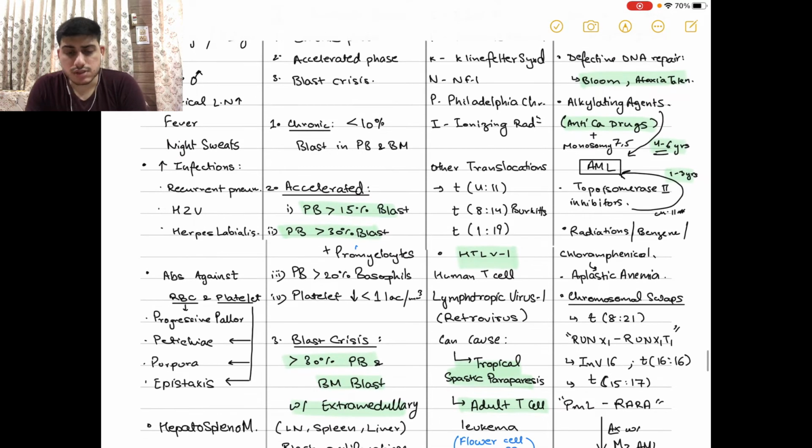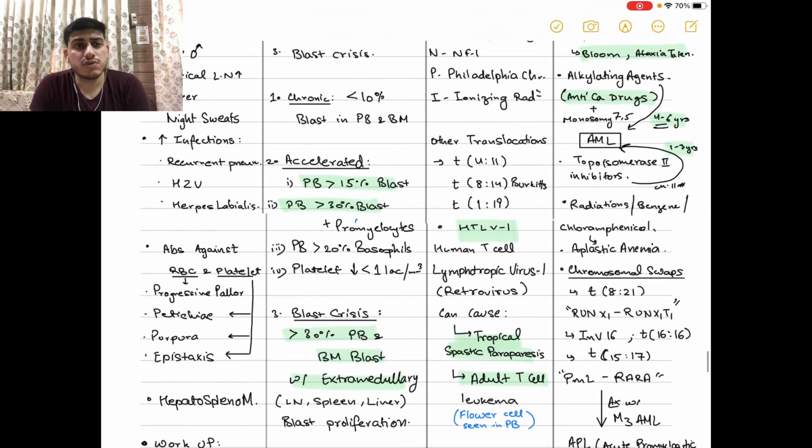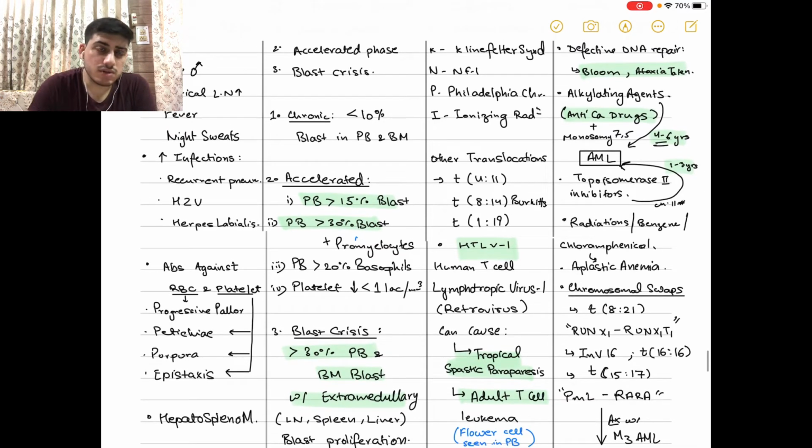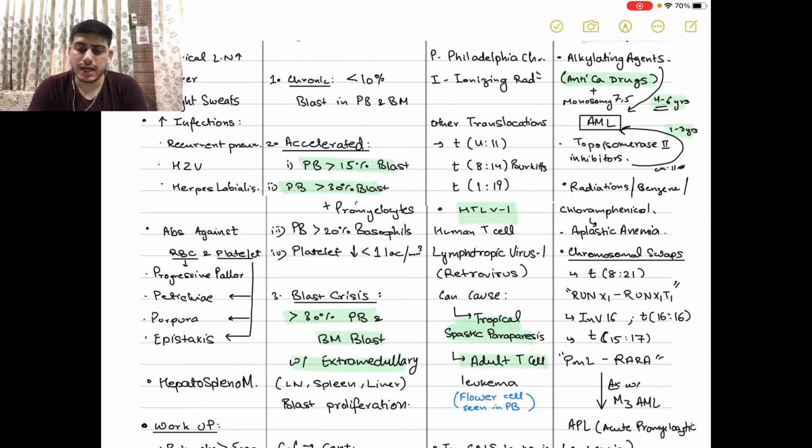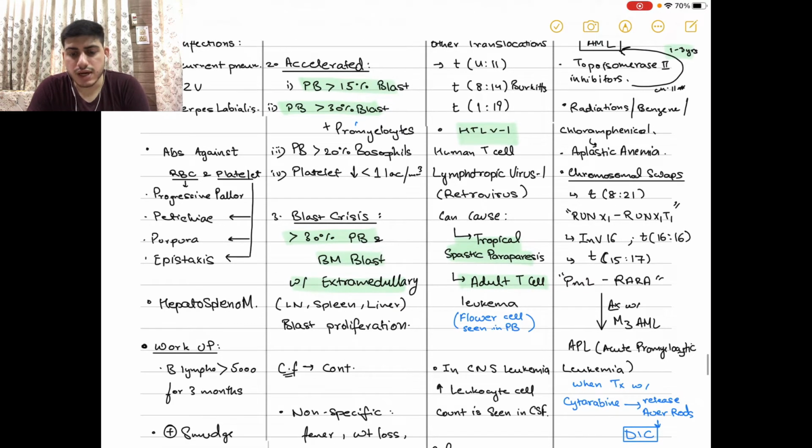Other translocations are also associated. We talked about one translocation, the Philadelphia one, which is a balanced chromosomal translocation between the long arms of chromosomes 9 and 22, which is also called the BCR-ABL translocation. Apart from that, there are other translocations as well, that are 4;11, 8;14 and 11;19. In front of 8;14 I have written Burkitt's. So in Burkitt's lymphoma also there is a translocation of 8 and 14. That's why I have written it there.